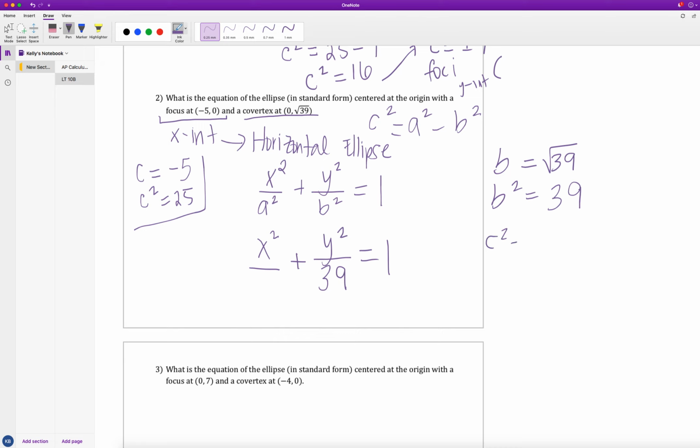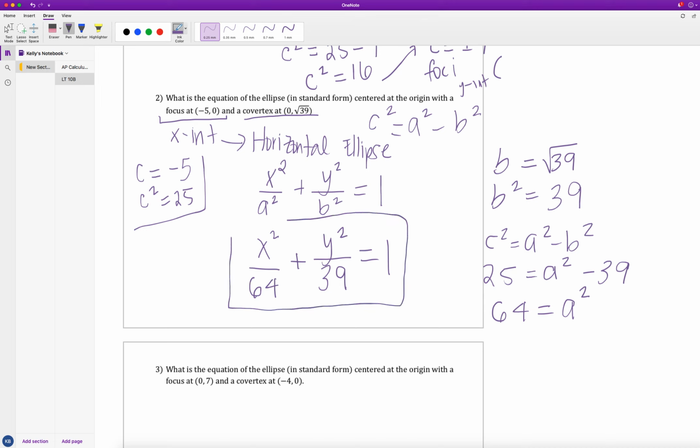So our general equation says c squared equals a squared minus b squared. C squared is going to be 25. We're looking for a squared, and b squared is going to be 39. So to get a squared by itself here, I want to add the 39 over, and when I add the 39 over, I get 64 is equal to my a squared. Now I could square root both sides and solve for a, but I'm actually just after the equation, so all I need is the a squared, which means I'm going to plug in 64 there, and that will then be our final answer for our equation in standard form.